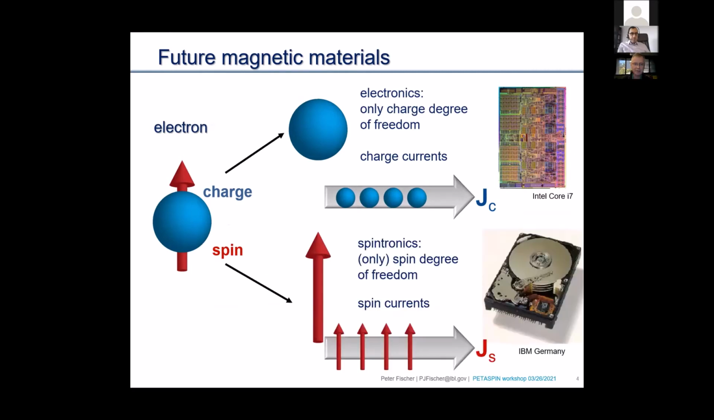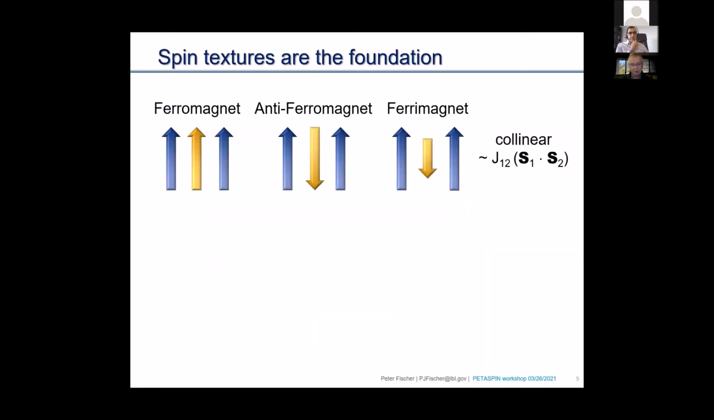This is about really exploiting the spin to the largest extent possible. We all know this. I'm speaking to the choir here. Spintronics, where we use the spin degree of freedom, and in the end we need to find ways to really deal with the spin currents ultimately. So as we all know, and this is just again talking to experts here, spin textures at the end are the foundation.